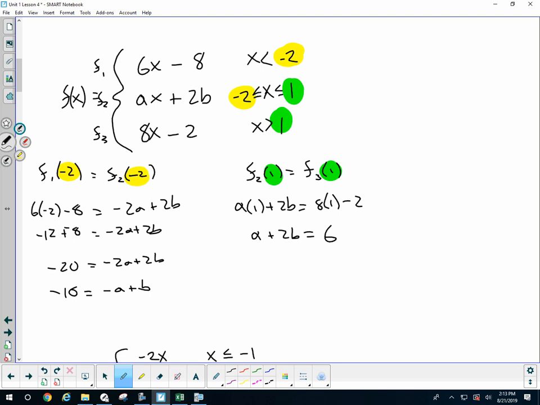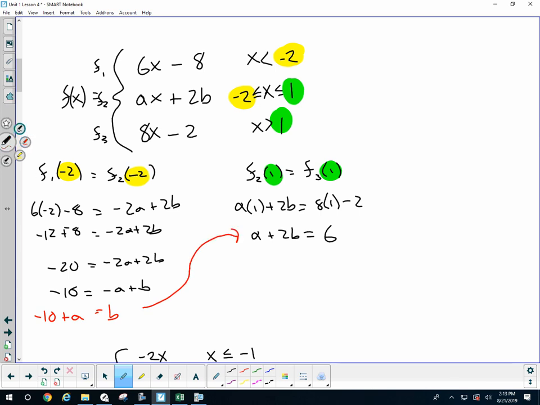In this class, most commonly used and what you should look to use every single time is substitution. That means solve one of these equations for a variable. Probably the variable that's easiest solved for is a smart idea. And then substitute it into the other equation. So, I don't know, solve for b here. b is equal to negative 10 plus a. Substitute it into your other equation.